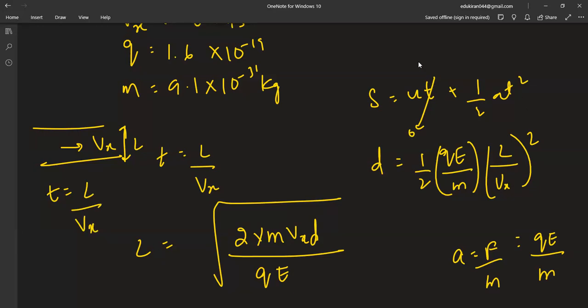Initially, it will be zero because no information regarding initial velocity is given, and separation is already given. So from here, you have to calculate L. You can calculate this because the rest of the data is mentioned. You will be able to calculate this question now, Tarif? Yes. Okay.